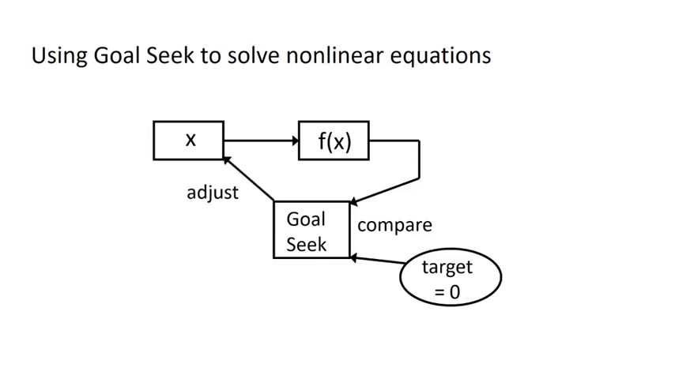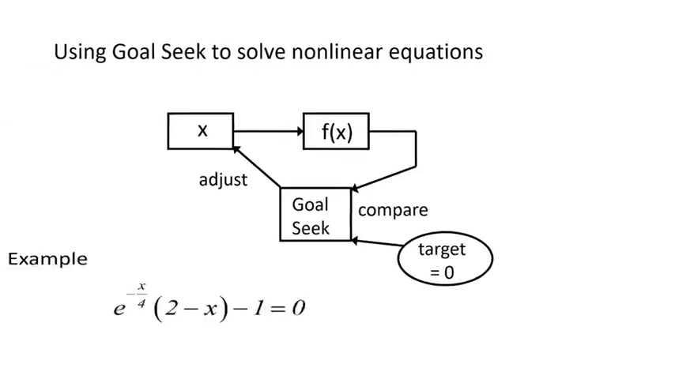And when the f of x and the target are sufficiently close, then the goal-seek terminates this process. However, if the f of x and the target are not close to one another, then the goal-seek tool adjusts x such that it changes the output f of x, and the goal-seek tool keeps iterating until the difference between the function and the target value are minimal, within some tolerance value.